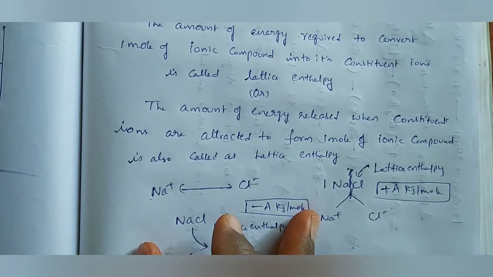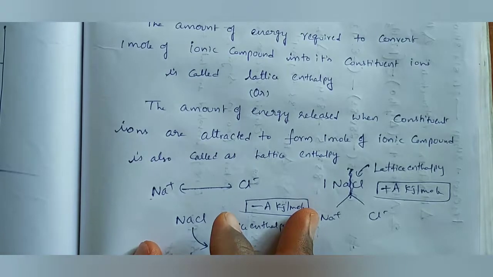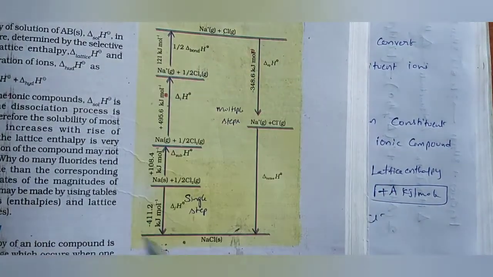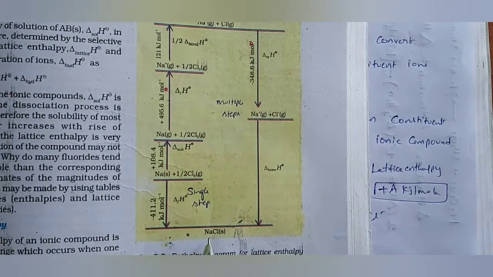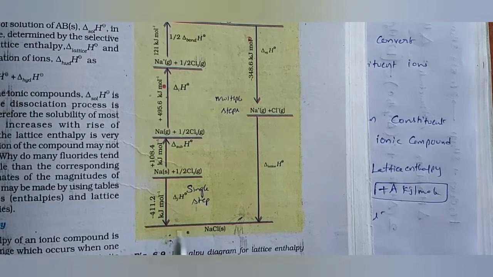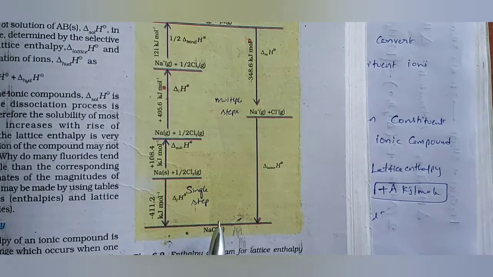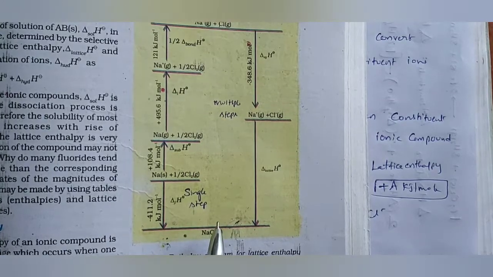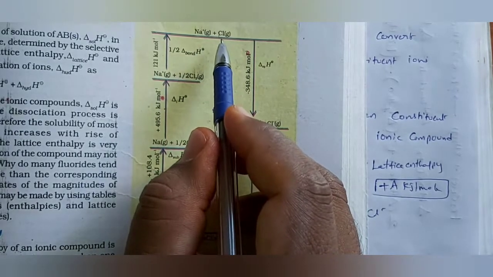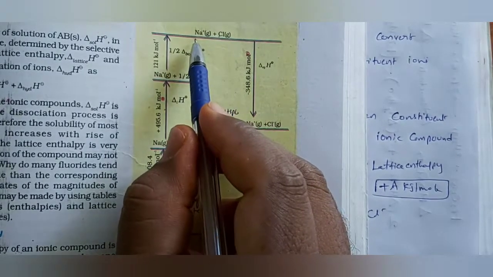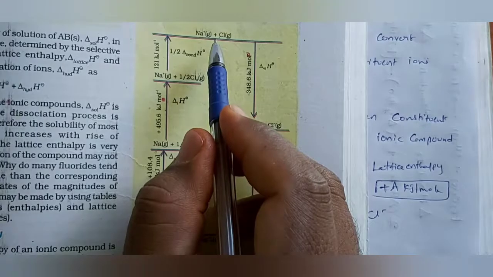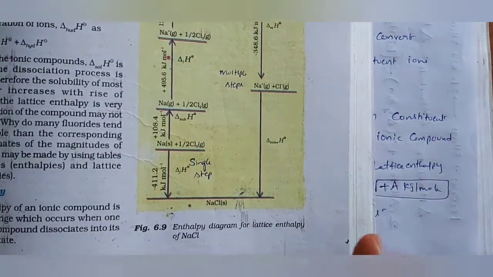The Born-Haber cycle I already explained to you. Now we will see once again. Out of the total, NaCl is highly stable compared to any other thing. That's why it has low energy. The substance which has lower energy will be highly stable. The highest energy is contained by Na plus Cl gas, which is the least stable.